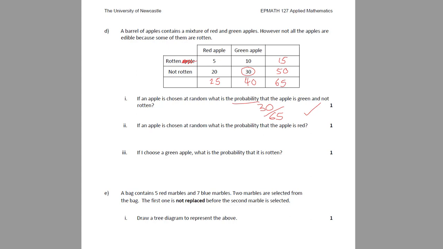If an apple is chosen at random, what is the probability the apple is red? Okay, so it's still out of the whole lot of apples. How many red apples we got? There's only 25 red apples, 25 on 65.